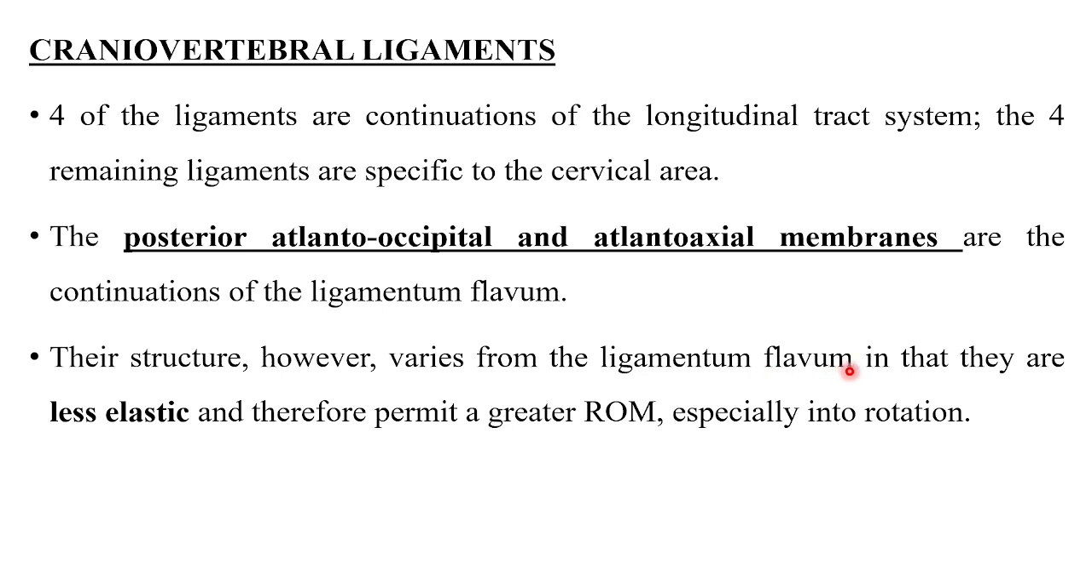As you know, the ligamentum flavum is composed mostly of elastin. Because of that elastin, they are highly elastic in structure. And in this cervical region, the continuation of the ligamentum flavum is known as your posterior atlanto-occipital and posterior atlantoaxial membranes, but they are less elastic compared to the ligamentum flavum of the remaining areas, that is your thoracic and lumbar areas. So they permit a greater range of motion, especially rotation.